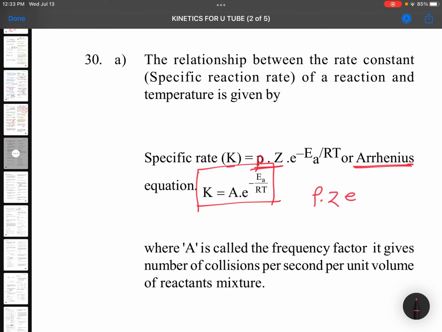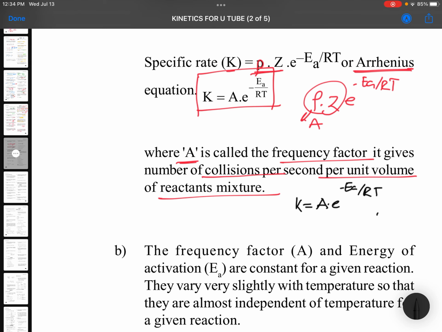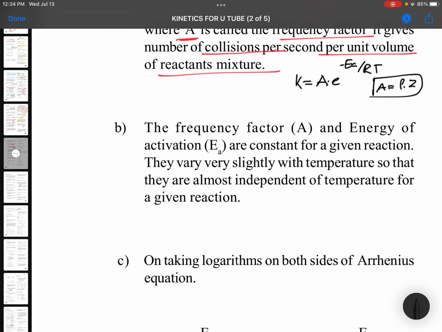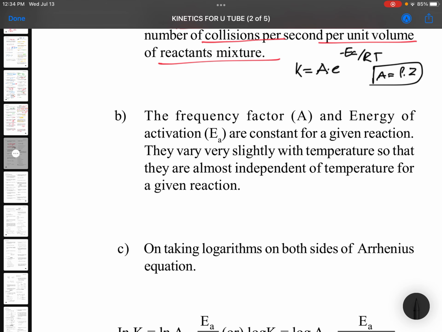k = A e^(-Ea/RT). Just remember this one, where A is the rho and Z combination, that is the product of rho and Z. The frequency factor A and energy of activation Ea are constant for a given reaction. They vary very slightly with temperature, so they are almost independent of temperature for a given reaction.